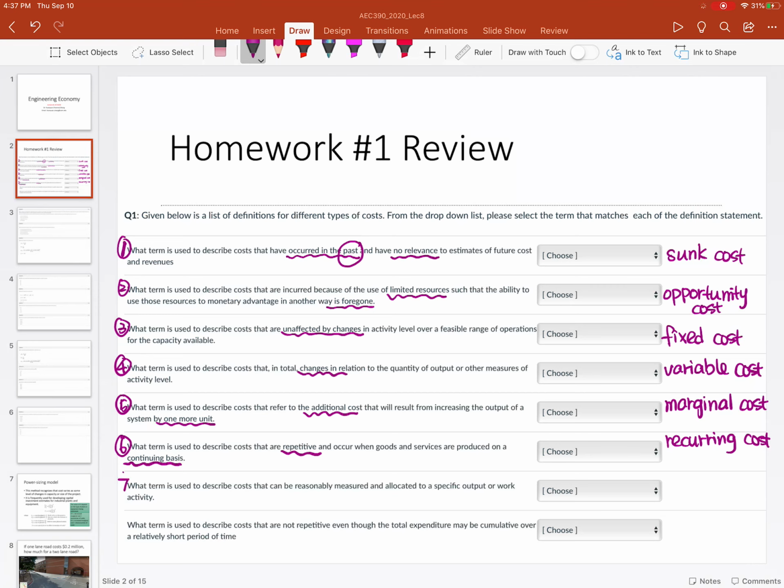And number 7, what term is used to describe costs that can be reasonably measured? So it's quantifiable and allocated to a specific output of work or activity. Okay, so you can measure it and you can allocate how much cost for what product. So that's what we call direct cost.